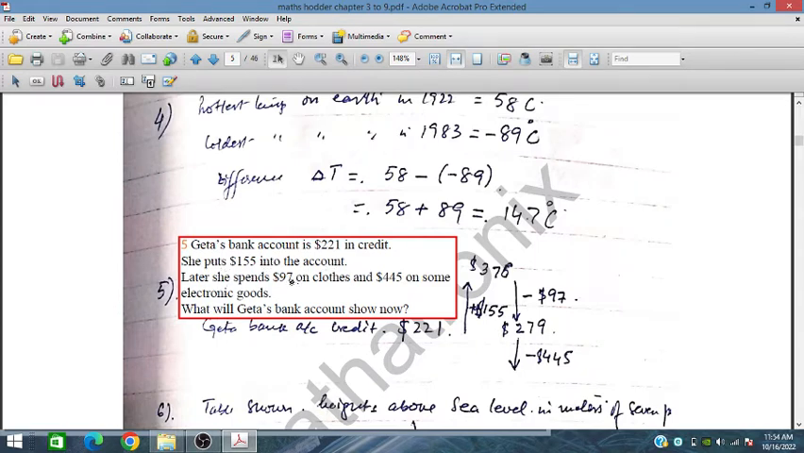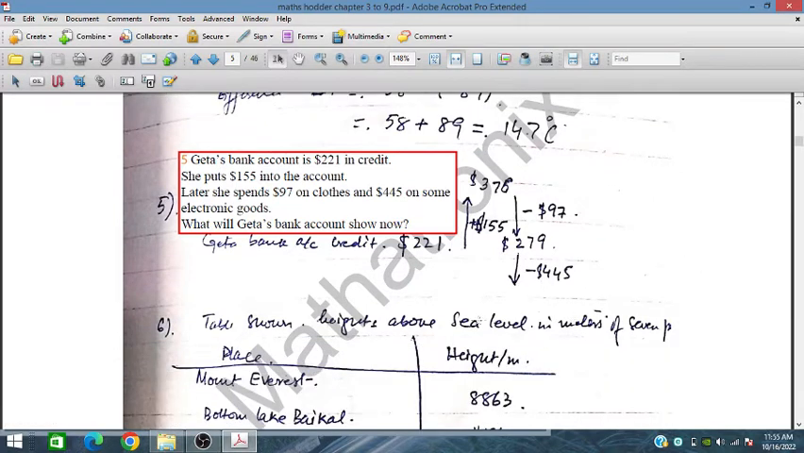Later she spends $97 on clothes and $445 on some electronic good. What will Geeta's bank account show? She puts in $155, and initially it was $221. She added 155 and reaches 376, and then she spends $97 and moves to 279, and then she spends $445 more, and she eventually reaches a negative value. So this is the final value that she has reached.